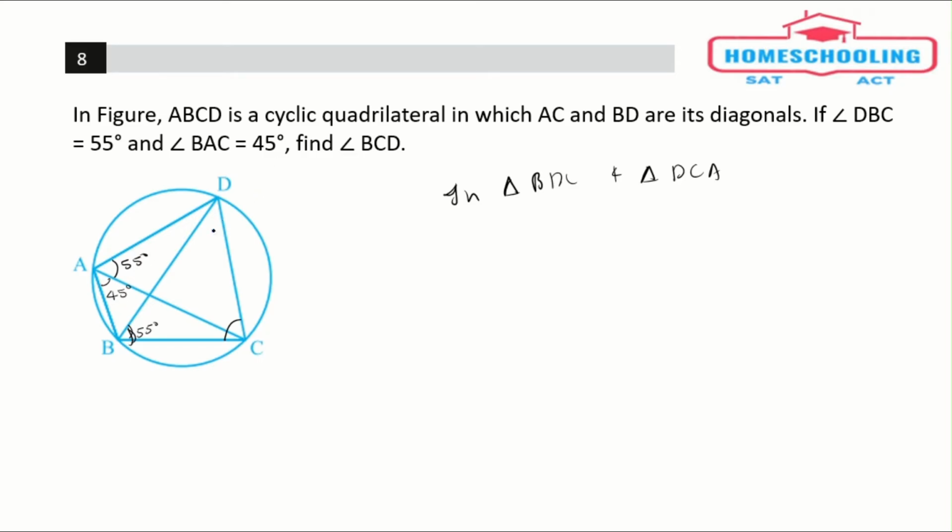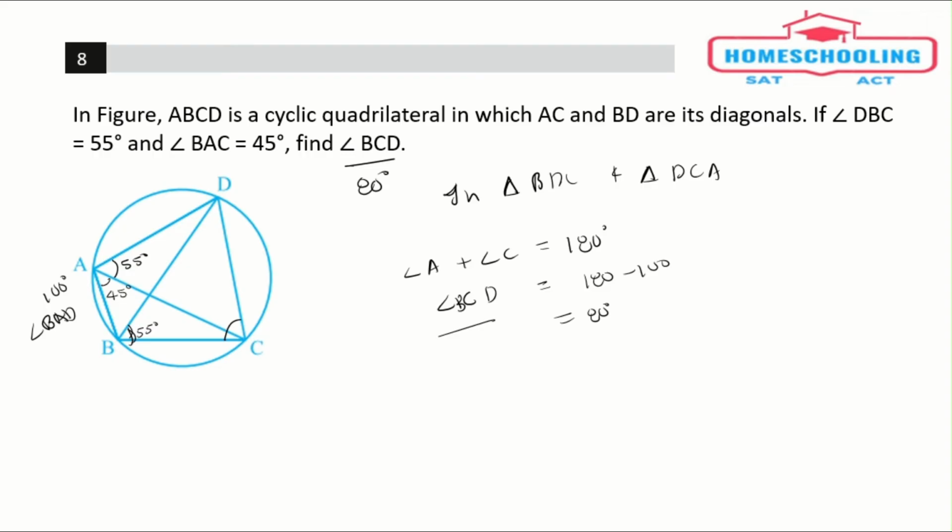Now as we know that this is a cyclic quadrilateral, the sum of these two angles would be 100 degree. So total angle BAD is 100 degree, 45 plus 55. And we know in a cyclic quadrilateral, the sum of opposite angles is 180 degree. Hence angle BCD is equal to 180 degree minus 100 degree. Hence angle BCD is 80 degree.